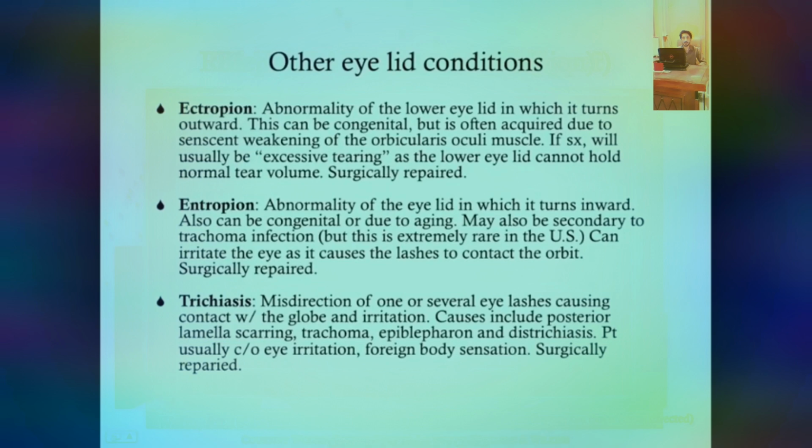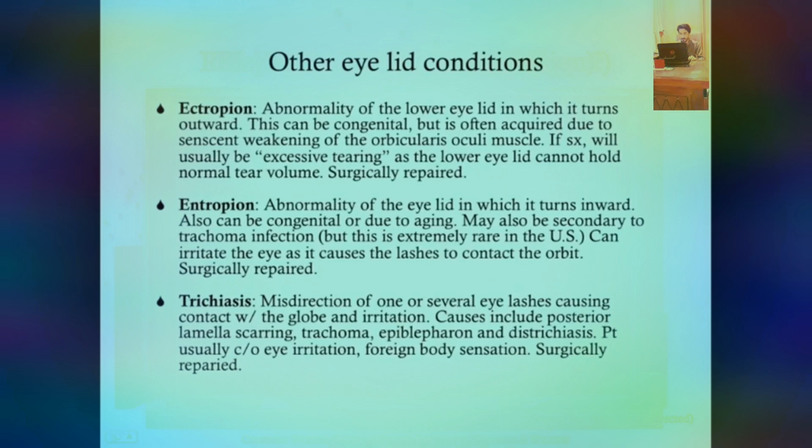Other eyelid conditions include ectropion. This is an abnormality of the lower eyelid in which it turns outward. It can be congenital, so they see it in little kids. But most commonly it's acquired because of weakening of the orbicularis oculi muscle, and that weakens the shape of the eyelid. Not only is it the tarsal plate that gives the eyelid its shape, but it's also the tone of the muscle. With normal aging and weakening of the orbicularis oculi muscle, you can get droopiness of the eyelid, and that's an ectropion, where it turns outward.